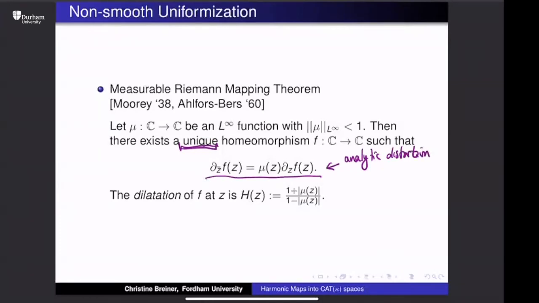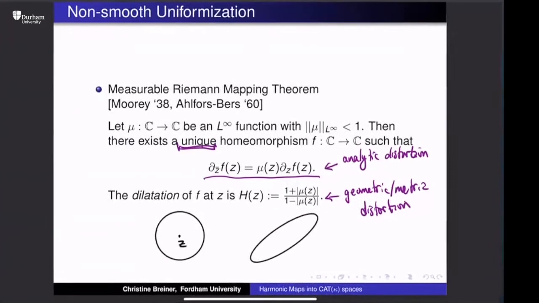And then something that can be shown pretty quickly is that if you look at the dilatation of F at each point Z, it's given by this equation H. So H of Z is 1 plus the norm of mu divided by 1 minus the norm of mu. And because it's talking about dilatation, I think of this as a geometric or metric measure of distortion. What this dilatation means is probably what you would think it means: you have a circle at the point Z, and as you look at infinitesimal circles, these infinitesimal circles are mapped to infinitesimal ellipses.